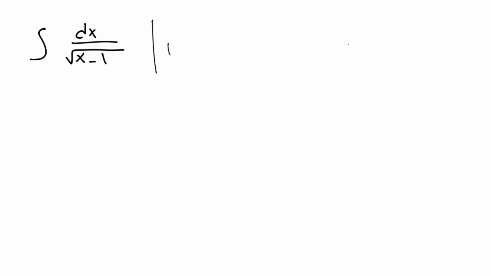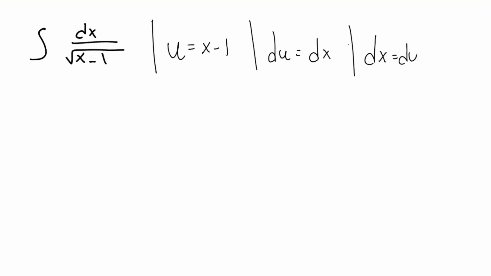So I'm going to set u equal to x minus 1. Okay, the next thing I want to figure out is what my du is. So what will be the derivative of x minus 1? The derivative of x minus 1 would just be 1, so I would just write dx in this case. All right. And then if I figure out what dx is, dx would just be equal to du.